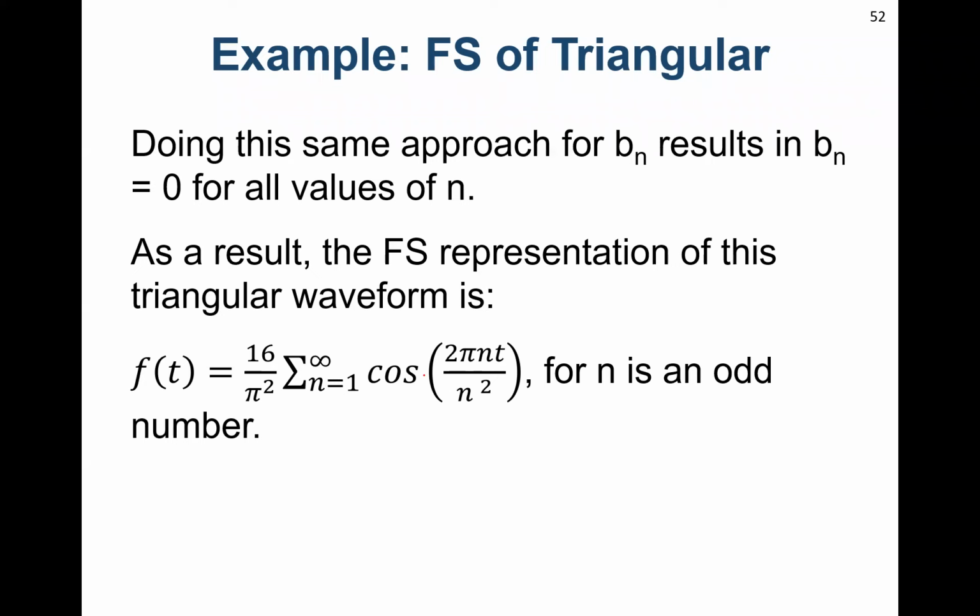Now, this is interesting because it shows that as n is increased, the n squared term goes up, which is dividing the cosine term. So at higher and higher frequencies, this is going to contribute far less of the power. So most of the power in this one is going to be at the fundamental frequency, and then it's going to decay off very quickly.